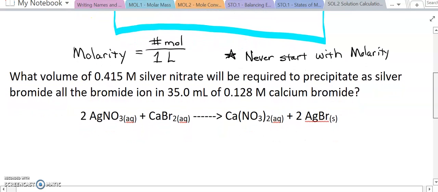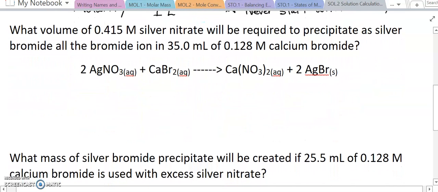So what volume of 0.415 molar silver nitrate will be required to precipitate as silver bromide all of the bromide ions in 35 milliliters of 0.128 molar calcium bromide? Okay, so more information. First of all, the question is asking me to find a volume of silver nitrate. And so I'm just going to go to silver nitrate, and I am going to look for some volume. That's going to be in liters.